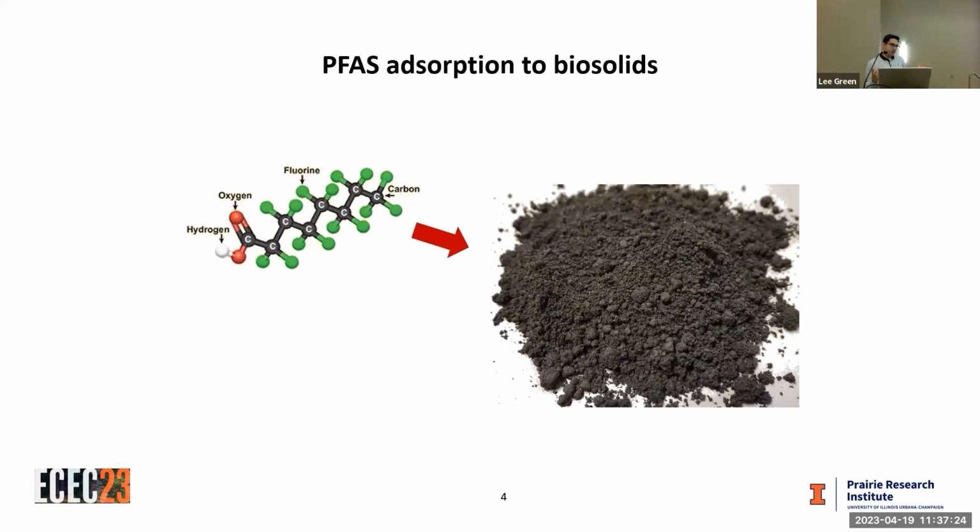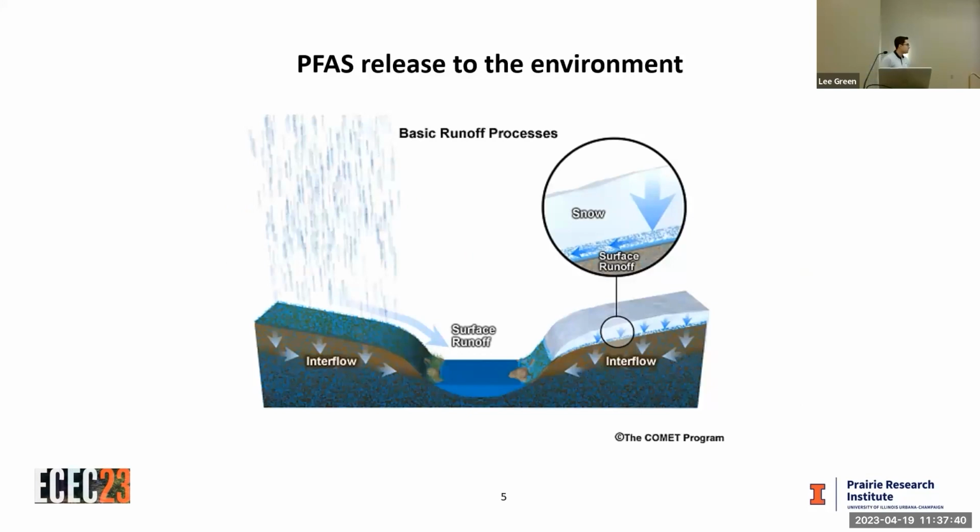And PFAS are chemicals that attach very easily to any surface. So they can attach easily to organic matter. That's why we find a lot of them in the biosolids as well. So if we land apply these biosolids like that, they also dissolve very easily with water. So they will eventually mix with rainfall and mix with the runoff or percolate through the groundwater system.